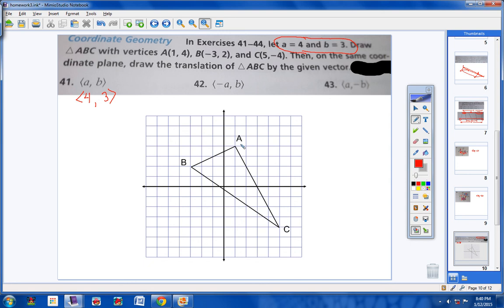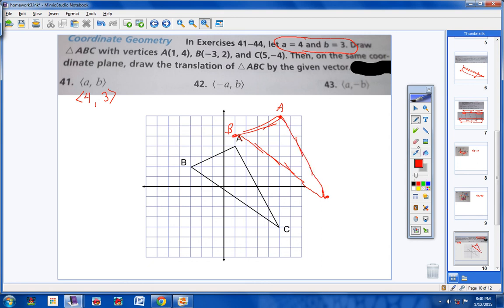That's our translation. So A is going to go positive 4, 1, 2, 3, 4, positive 3, 1, 2, 3. So there's A. B is going to go positive 4, 1, 2, 3, 4, positive 3, 1, 2, 3. C is going to go positive 4, 1, 2, 3, 4, and then up 3, 1, 2, 3 right here. So there's the translation of ABC. Really just repetitive stuff here, guys. Not that difficult at all.